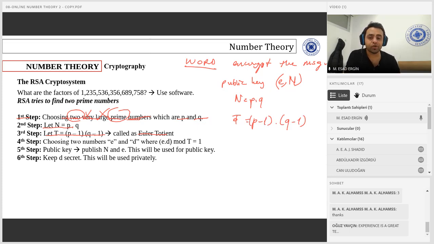And we are going to choose e and d. As you remember, e should be co-prime with n, and let me finish this one first, then I'm going to write these constraints. For the public key, we are going to publish e and n, and we are going to use d as a secret, and we only share this private key with our friends.